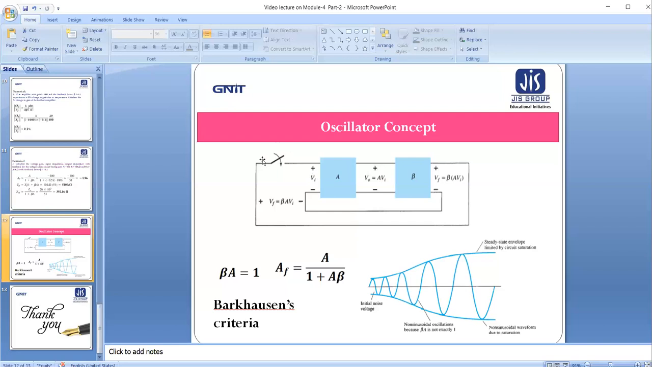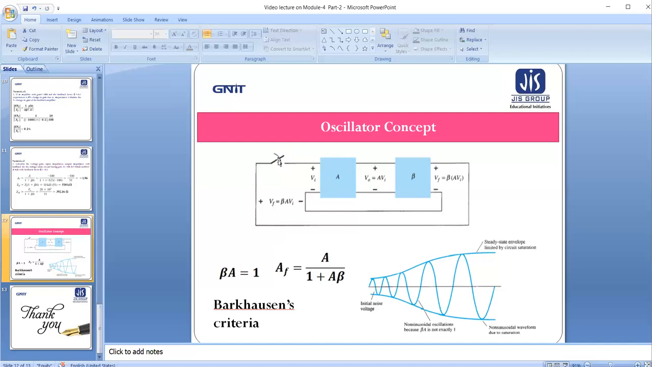Now first, I have taken a switch. Here we will see that there is no VS, meaning no external signal. When the switch is open, what happens? Suppose VF is produced, but VF will not enter the amplifier, so no signal will be produced. So for operation, the switch must be shorted or closed.